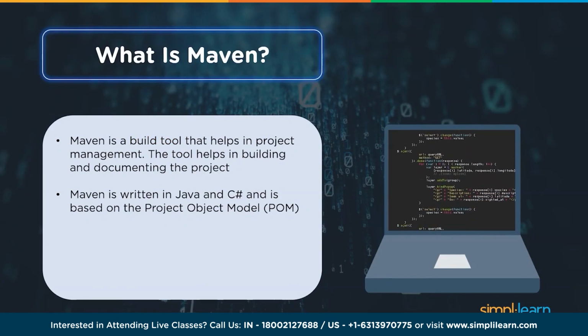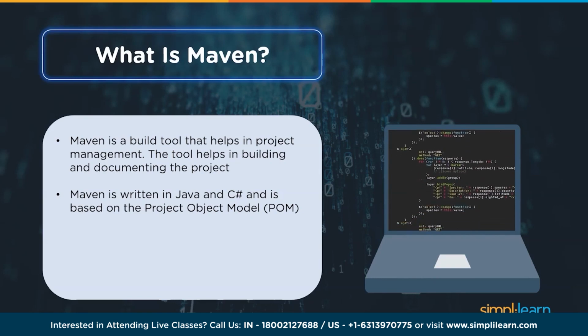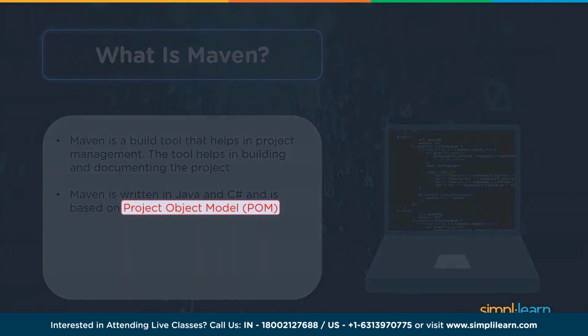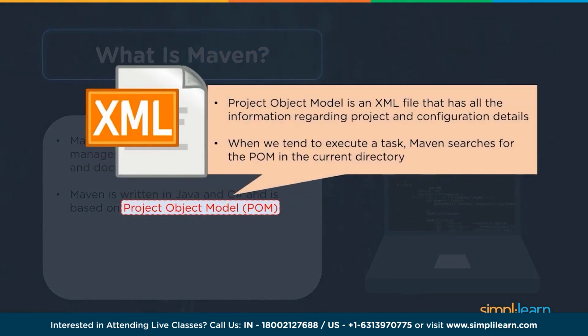Coming back to Maven, it is written in Java or C#, and it is based on Project Object Model or POM. Again, let's have a pause and understand what is meant by this term Project Object Model. A Project Object Model or POM is a building block in Maven. It is an XML file that contains information about the project and configuration details used by Maven to build a project. This file resides in the base directory of the project as the pom.xml file.